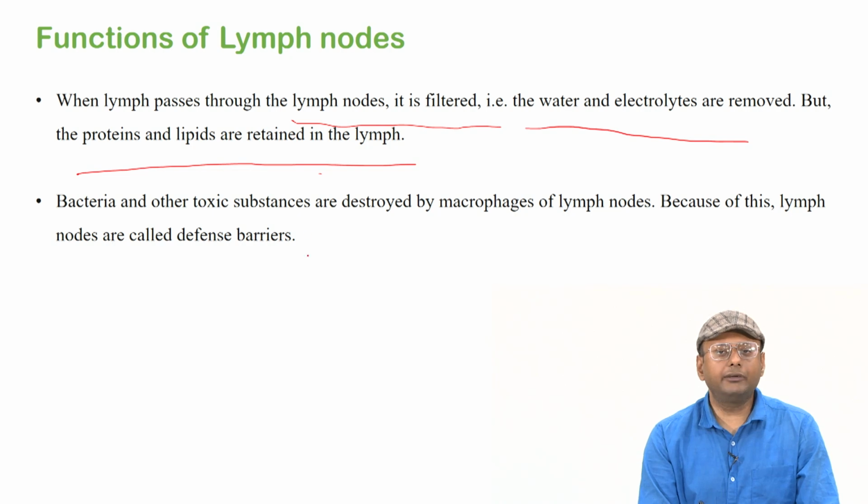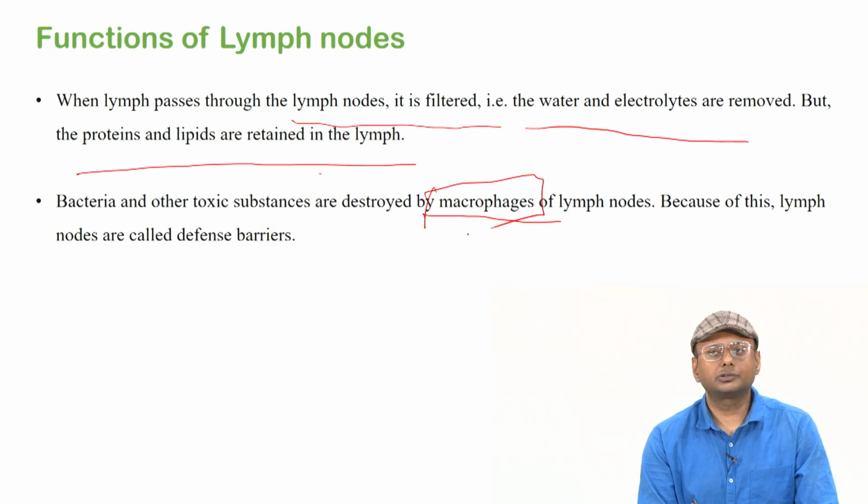Okay. And when the lymph passes through the lymph node, if it carries any type of bacteria or other toxic substance or any abnormal cells, they get destroyed by the macrophages or other immune cells, mostly the macrophages. So they can phagocytose the abnormal cells or the bacteria and immediately destroy them. So this is basically a kind of defense barrier of our body.